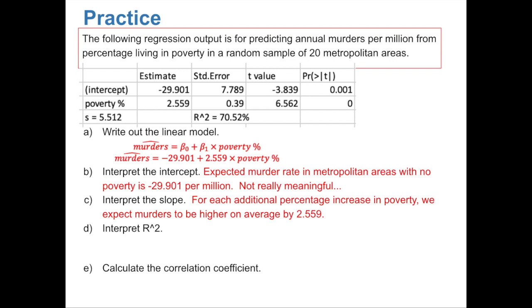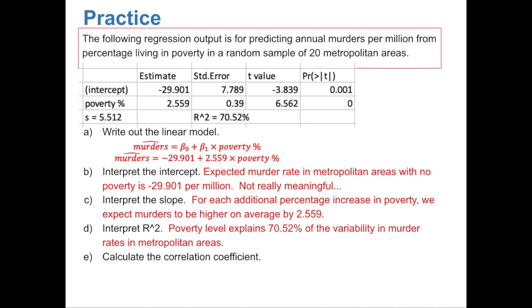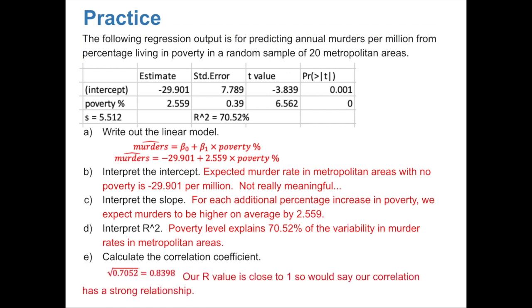Let's interpret what R squared is, and notice in our table we are given R squared. We could also find the correlation coefficient R by itself, and we'll do that in step E. The poverty level explains 70.52% of the variability in murder rates in metropolitan areas. And if I wanted to find the correlation coefficient, I can simply take the square root of 0.7052 to obtain 0.8398. Notice that our R value is very close to 1, so we could say that our correlation has a strong relationship.